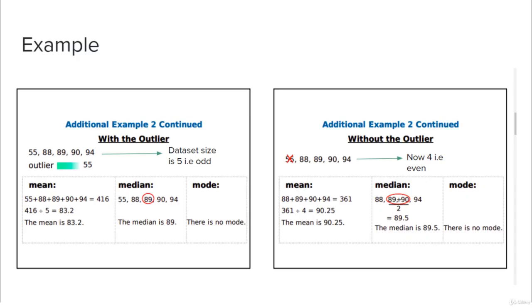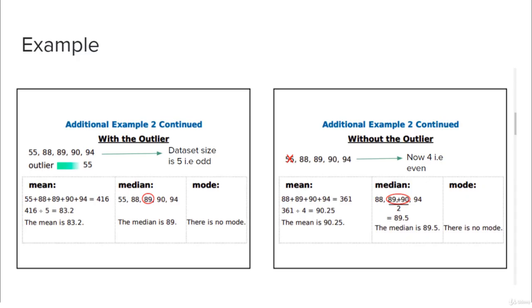The first thing we do is identify the outlier, and that is 55, and then we count the dataset size, and that is 5, which is an odd number. Now we calculate the mean. It's pretty simple. We sum all the values and divide by the total number of values, and 83.2 is the mean we get. For the median, we put that 5 into the formula: 5 plus 1, 6. 6 divided by 2, 3.